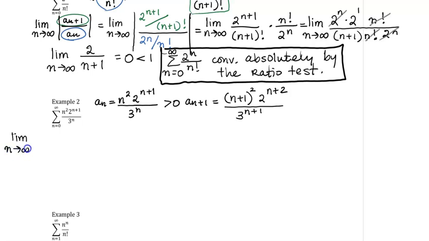So I'm going to look at the limit as n approaches infinity of the absolute value of the ratio of the terms of this series. I'm going to go ahead and put my a sub n plus 1 in the numerator.